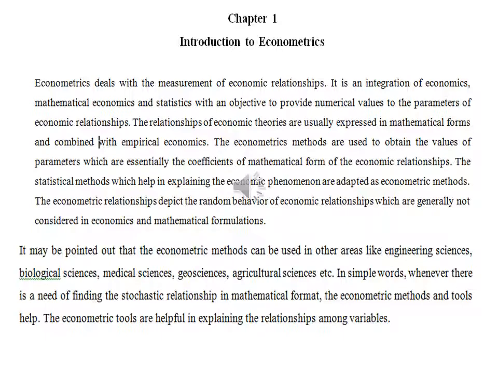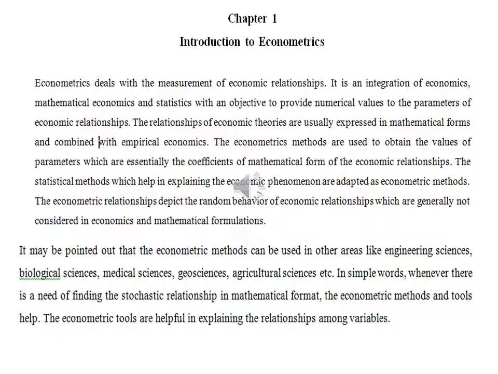It is an integration of economics, mathematical economics and statistics with an object to provide numerical value to the parameters of economic relationships. Econometrics is a combination of economics, mathematics and statistics. The relationships of economic theories are usually expressed in mathematical forms and combined with empirical economics. The econometric methods are used to obtain the values of parameters, which are essentially the coefficients of the mathematical form of the economic relationships. The statistical methods which help in explaining the economic phenomena are adapted as econometric methods.